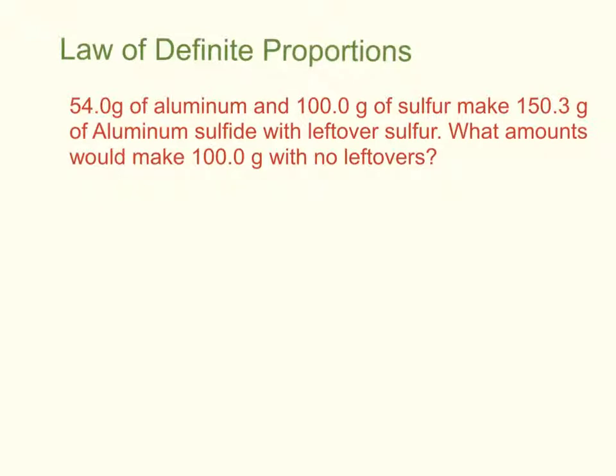Even though I did not give you a quiz on using the law of definite proportions, this was something that you were asked to do in your textbook practice problems, so I hope you're comfortable with it because you will be asked to do it on the test. In this particular type of problem, we're using the law of conservation of mass to say that whatever goes into a reaction will come out of that reaction. And so we're reading here that 54 grams of aluminum plus 100 grams of sulfur made 150.3 grams of aluminum sulfide with some leftover sulfur. So this 100 grams of sulfur was in excess. There was too much.